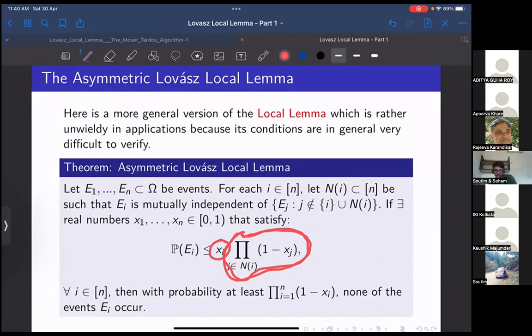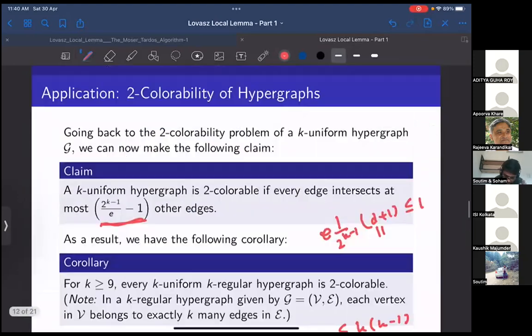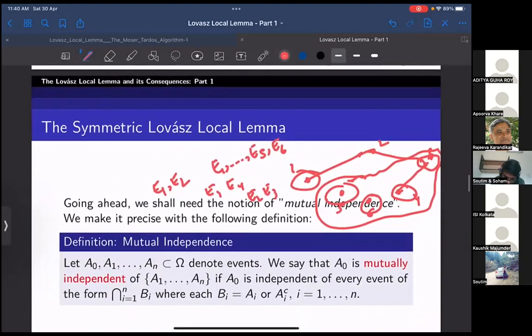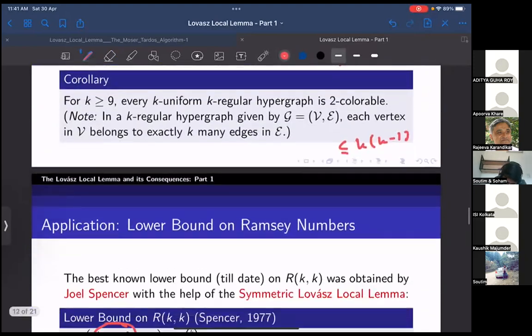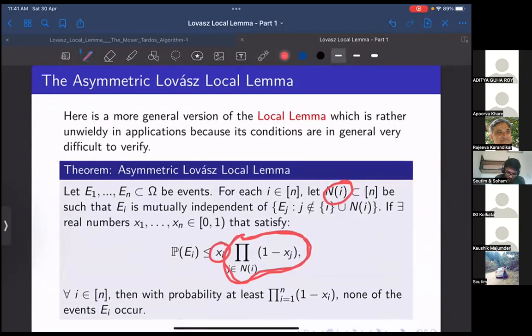So E1 to En are events, and let this be N_i, which I've named in consistency with this idea. I drew a graph here, right? This dependency graph that I drew here. N_i means if you pick a vertex here, or maybe vertex 2 here, then the set of neighbors of 2 is essentially the set N_i. Ei is mutually independent of all Ej that are not in the neighbor set, and obviously not including its own vertex.